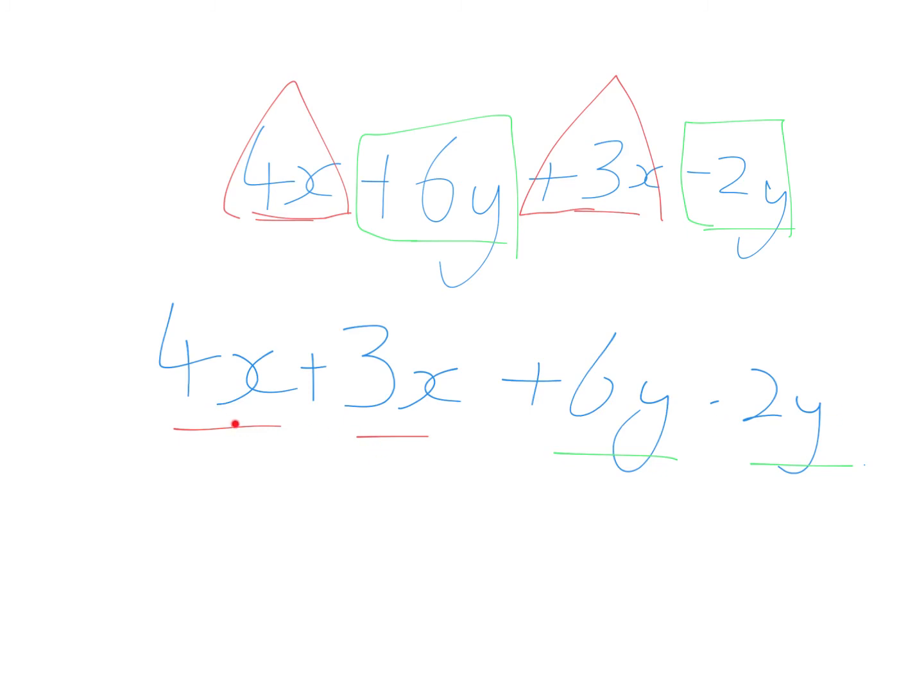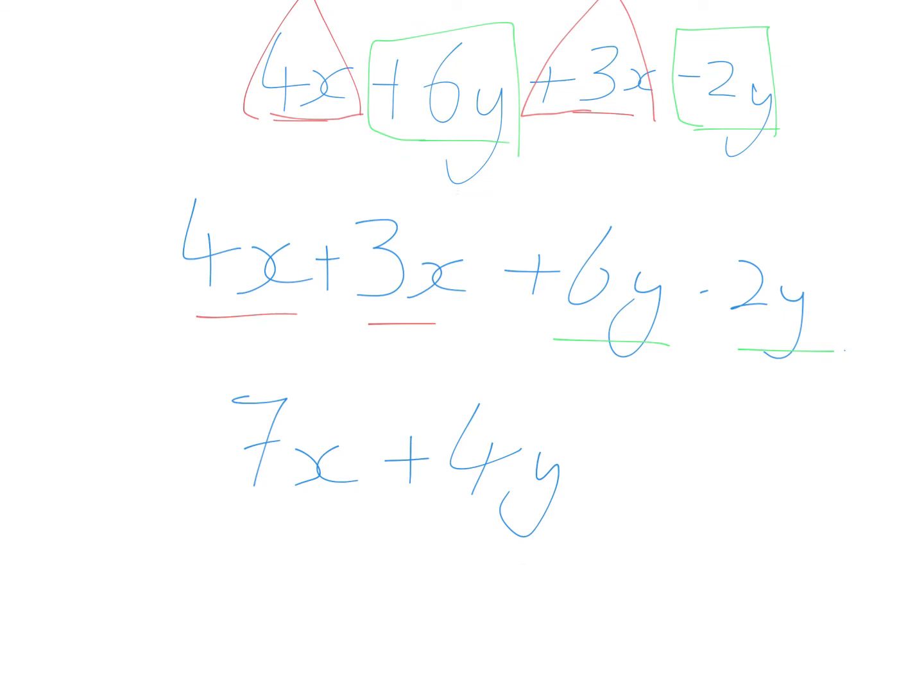Now, just like before, I can add my apples and apples, or my x's and x's, and then I can add my bananas and bananas, or my y's and y's, right? So 4x plus 3x gives us 7x altogether. Again, we can add these because they're x's. And then 6y, take away 2y, is just like saying 6 bananas, take away 2 bananas. You're left with 4 bananas or 4y in this case.